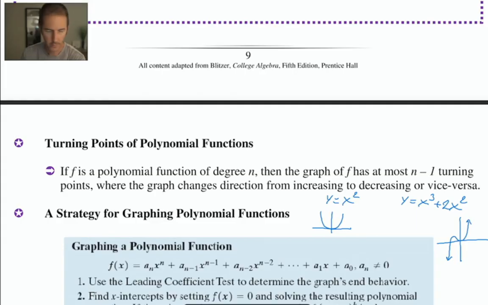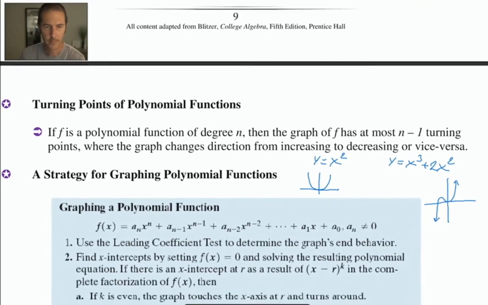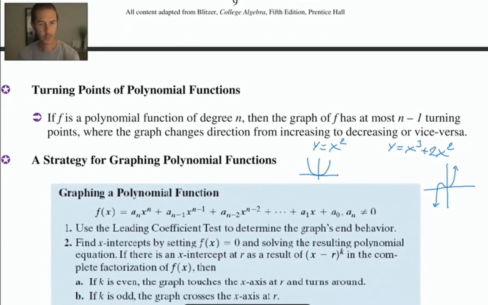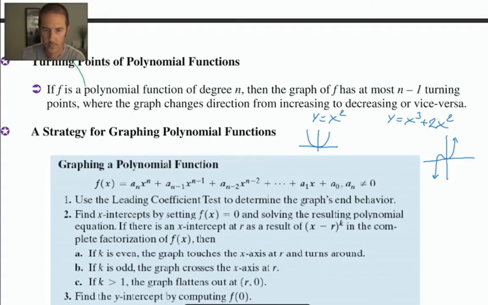I don't know why this screen keeps going black like that occasionally. Turning points. Not entirely sure why that's happening. Let me pause for a second. All right, I unplugged the iPad, plugged it back in. We'll see if it holds up.